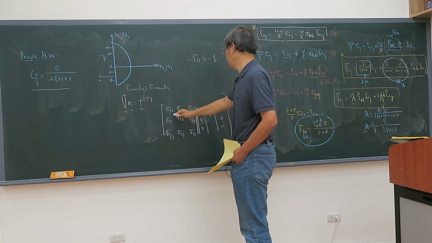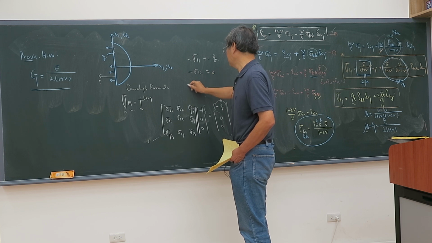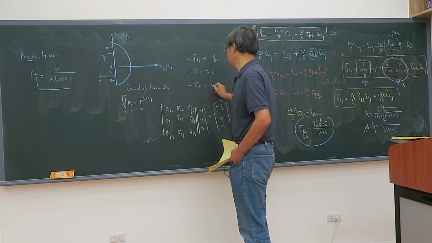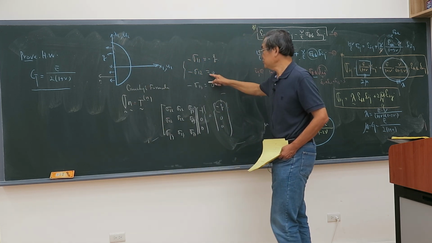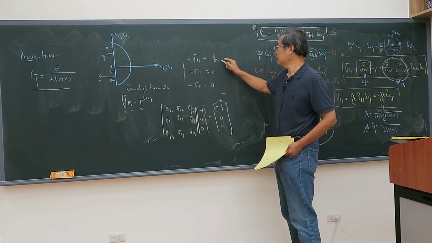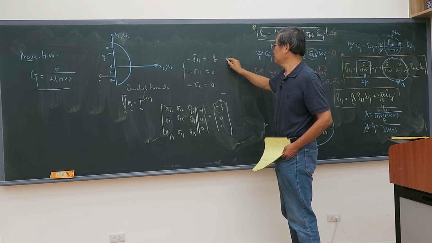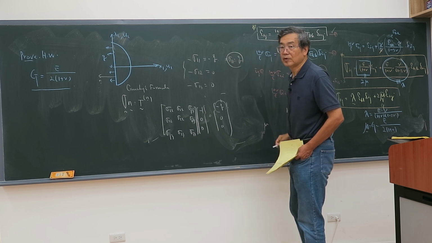And minus σ12 equal to 0. Minus σ13 equal to 0. So on this boundary, the shear stresses are 0. And σ11 equal to Q. All right?